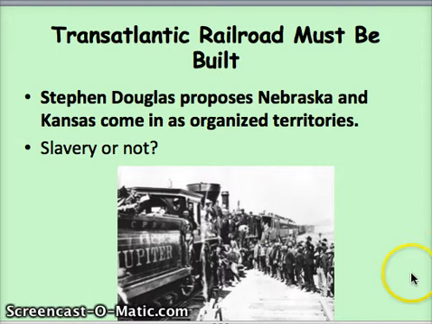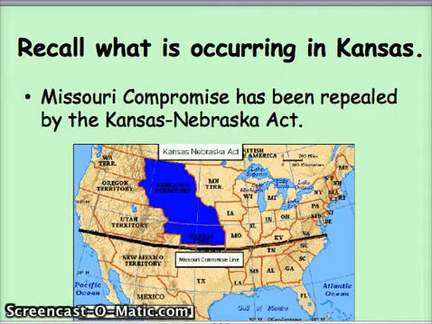Now, if we go by the Missouri Compromise of 1820, you look at that line there, all territory south of that line should technically be open to slavery, and all territory north should be essentially free. However, with these two new territories coming in, southern states are not going to be in favor of that, so there's going to have to be some kind of new compromise.